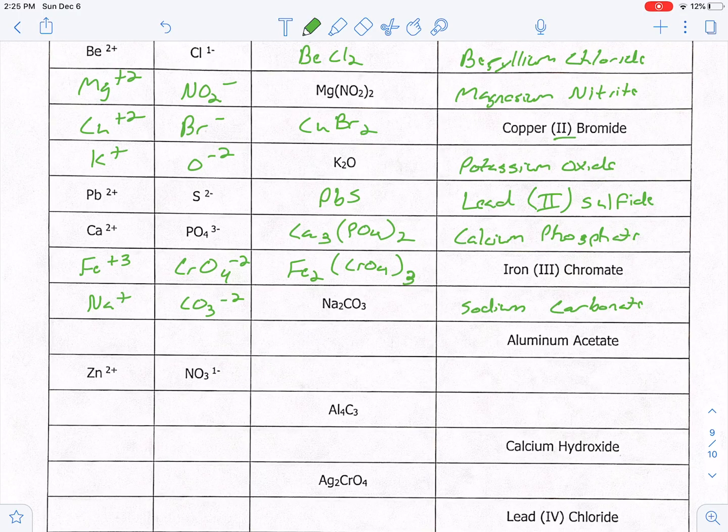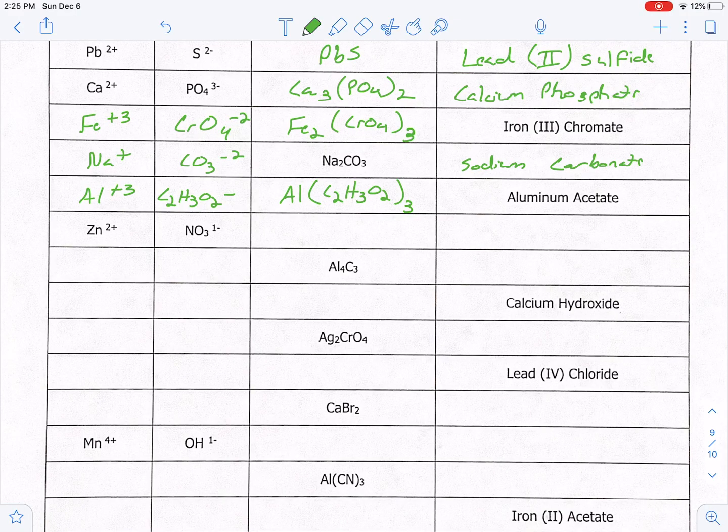Okay, it says aluminum acetate. So acetate is on your list. So that's C2H3O2 with a -1. And aluminum has a charge of +3. Not balanced. So I'm going to do my crisscross. So I only need 1 aluminum. But I'm going to need 3 of these acetates. I'm going to put the whole thing in parentheses with a 3.